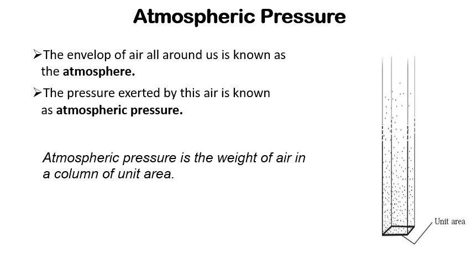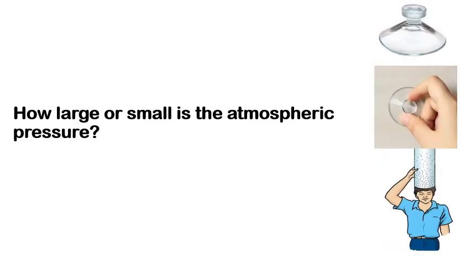Look at here. In the previous experiment we have seen that a water column exerts pressure at the bottom of the container. In the same way here, this gas column exerts pressure in this unit area. That is called atmospheric pressure. But this is an imaginary column of the air. How large or small is the atmospheric pressure? That is the magnitude of atmospheric pressure. Let me explain one activity.